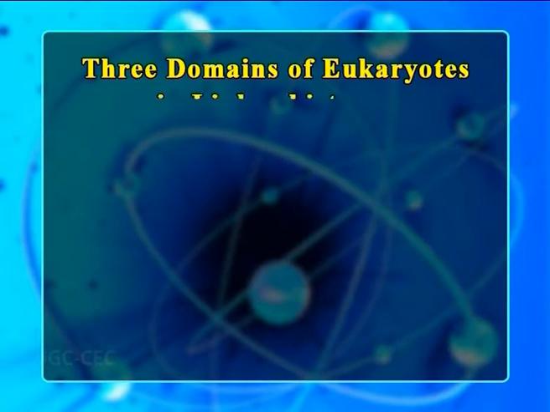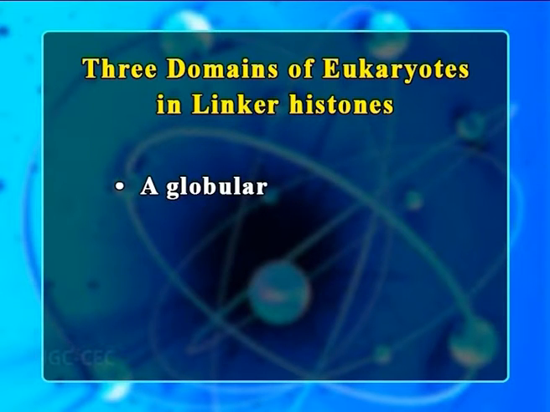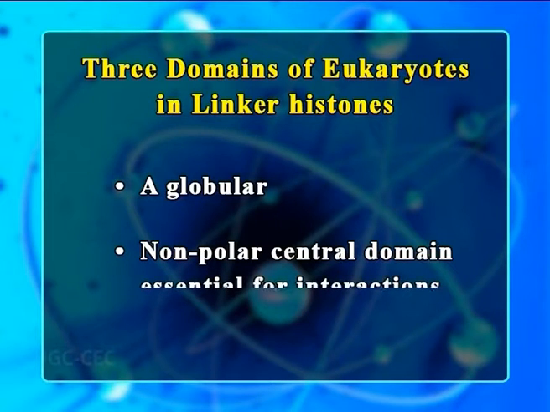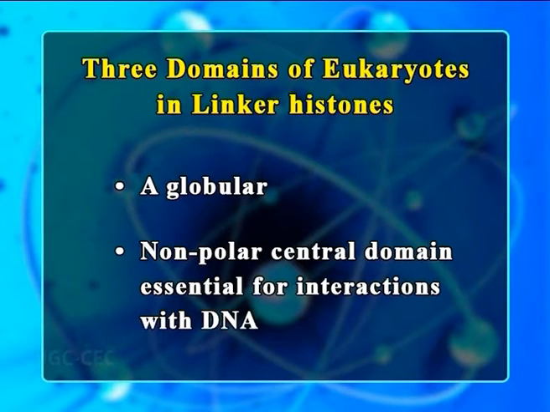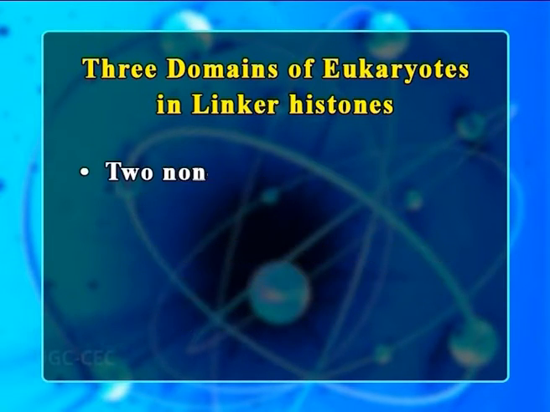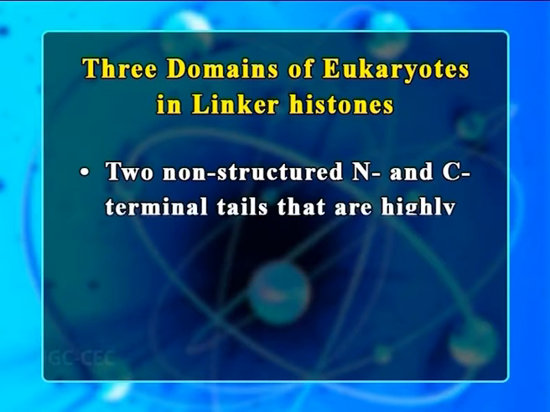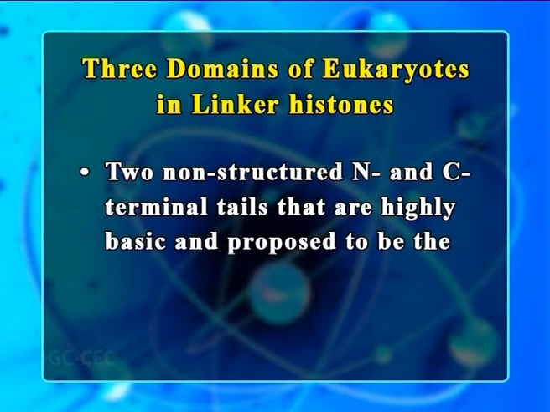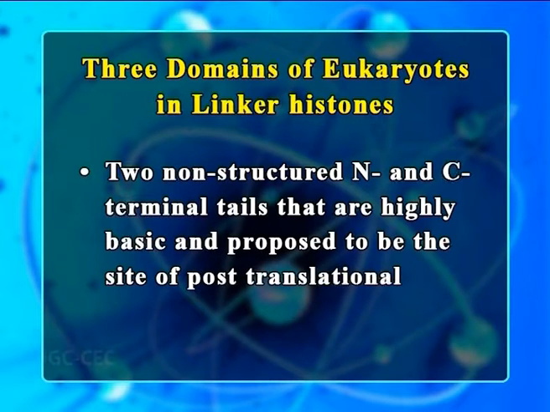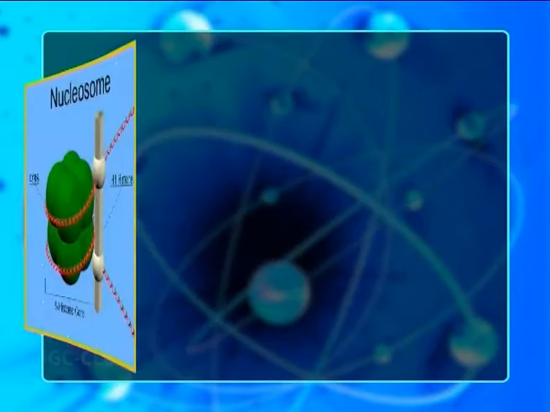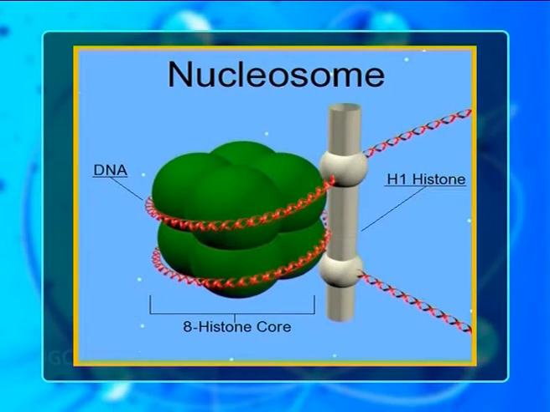In higher eukaryotes, they are composed of 3 domains: a globular, non-polar central domain essential for interaction with DNA, and 2 non-structured N and C terminal tails that are highly basic and proposed to be the site of post-translational modifications. The linker histones have a role in spacing nucleosomes and can modulate higher order compaction by providing an interaction region between adjacent nucleosomes.